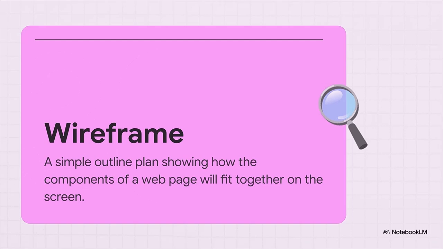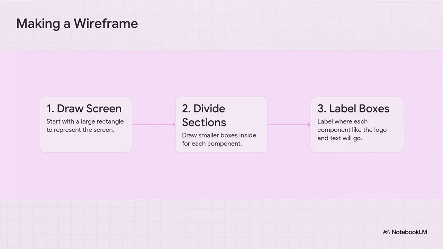You do this before you write a single line of code. And making one is incredibly simple. No, seriously, it's just 3 easy steps. 1. Draw a big rectangle. That's your screen. 2. Draw smaller boxes inside it for all your different parts. And 3. Just label everything. Logo goes here, image goes here. And that's it. You've just created a professional web plan.